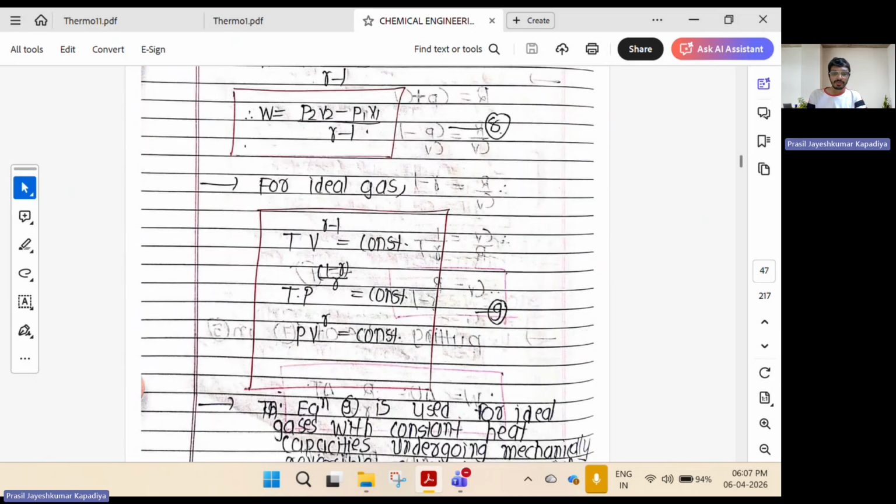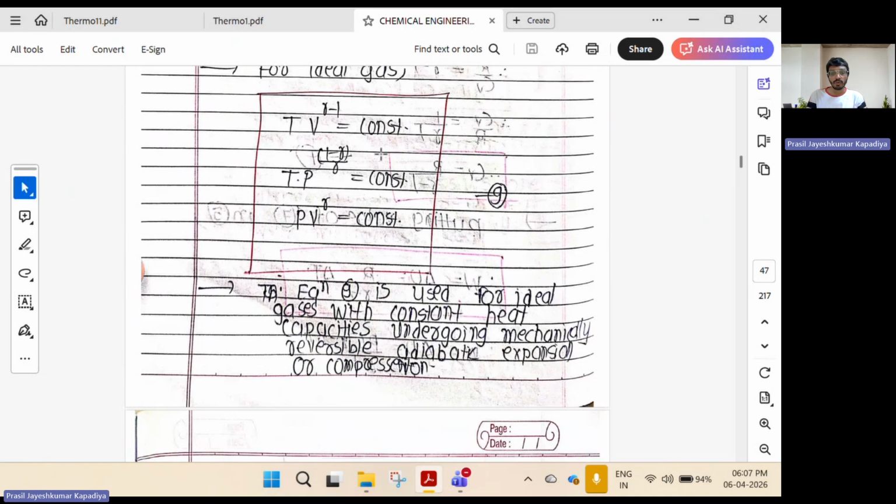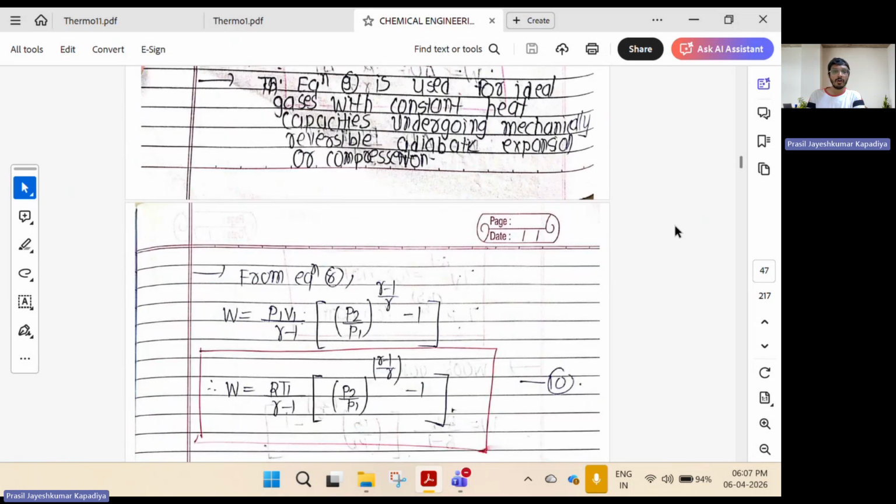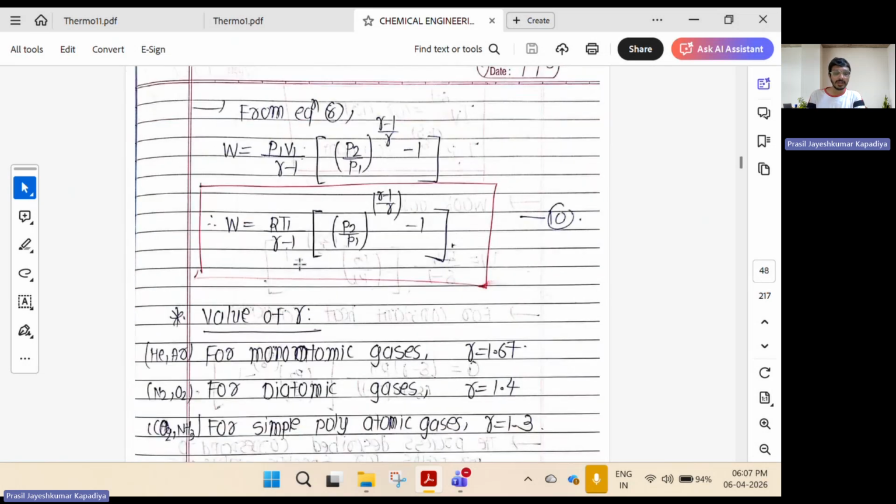Then further, from this you can write down the expression in this term: T into V raised to gamma minus 1 is constant, T into P raised to 1 minus gamma by gamma is constant, and P into V raised to gamma is equal to constant. And this is used for ideal gas with constant heat capacities undergoing mechanically reversible adiabatic expansion or compression. Okay. So it's just another way of writing P1 V1 divided by gamma minus 1, P2 by P1 raised to gamma minus 1 by gamma, minus 1.